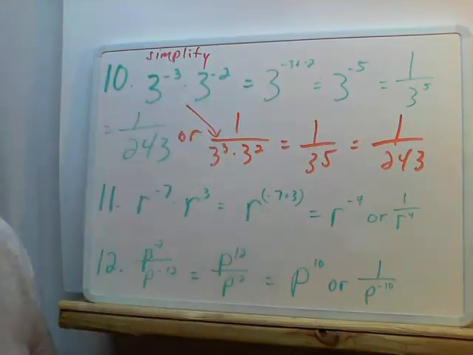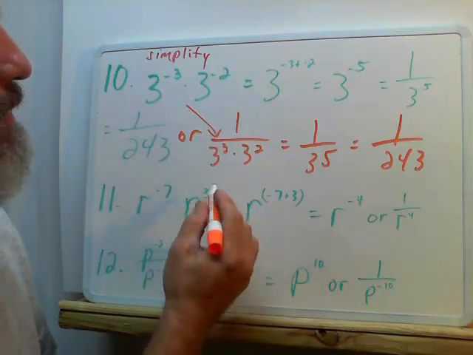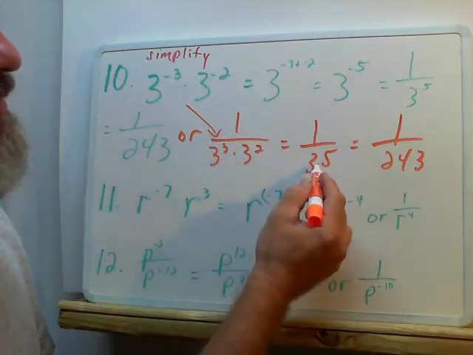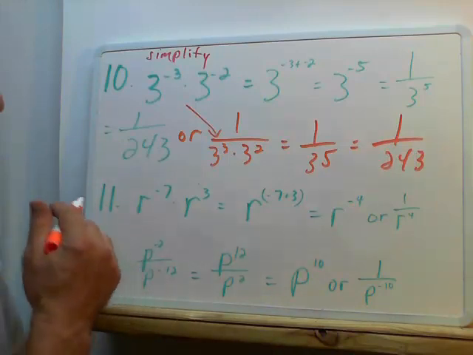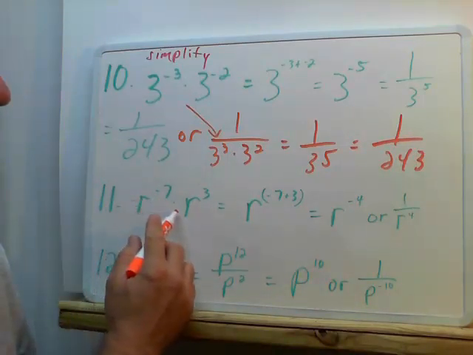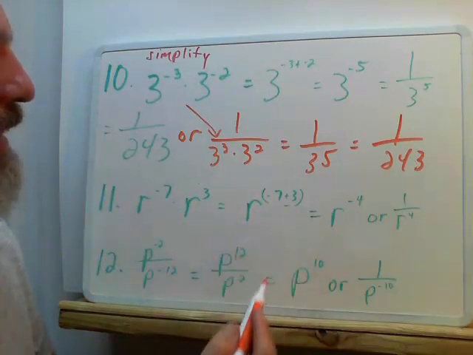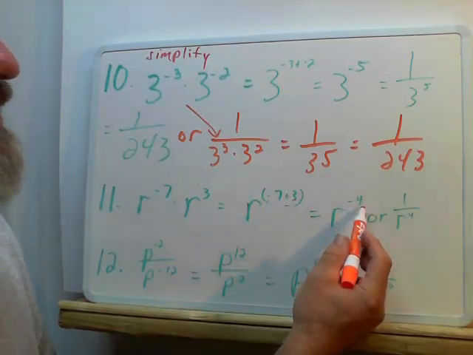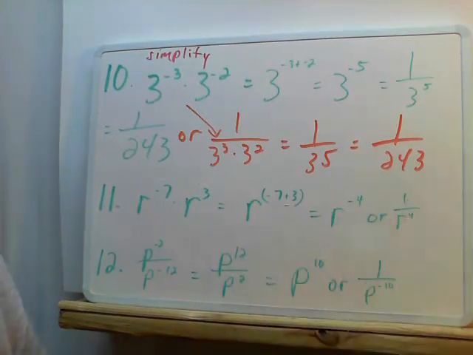Some of you will find this way a little bit easier. We can move them both into the denominator, and they become positive, so it's 1 over 3 to the fifth, 1 over 243 either way. Number 11, we have r to the negative 7 times r to the positive 3. Since we're multiplying, we're going to add the exponents. Negative 7 plus 3 is negative 4, and then we move it into the denominator. It becomes 1 over r to the fourth.